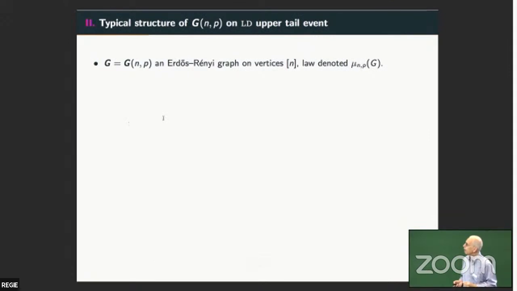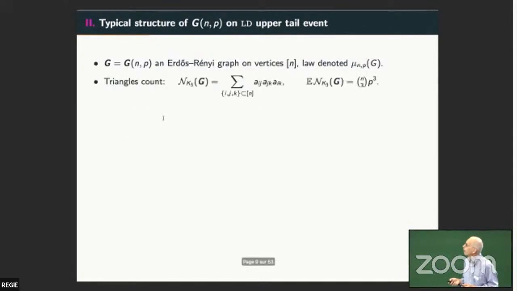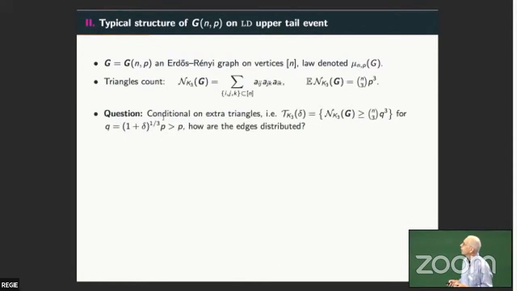So again, let me repeat. We have the setting. We have an Erdos-Renyi random graph on n vertices. I will denote throughout the lecture the law of the graph by mu n p of g. These are the two parameters I play with, the size of the graph and the probability of every edge. And then we have, in general, triangle counts. Well, later on, we will count some other more general subgraphs.